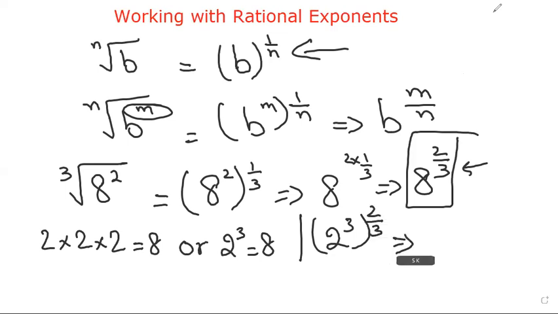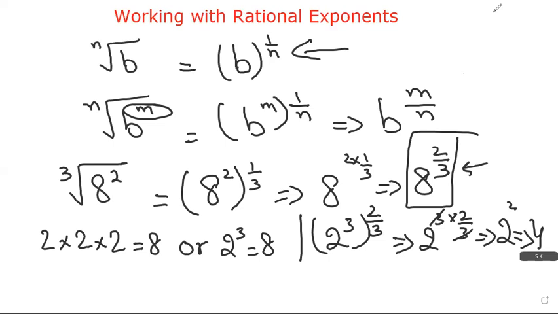Now if I open my bracket, I know my rule that it's going to multiply with it. So 3 times 2 is 6 and it's divided by 3. Either you can do it like this or you can simply cancel here. I prefer canceling because I know it's very easy. So I'm left with 2 to the power 2, which is actually equal to 4. So see how this is a very simple thing. Let's see some more examples like this one.